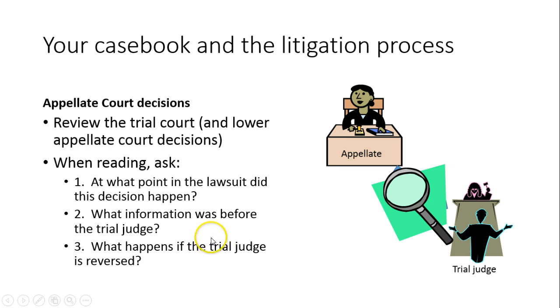The next thing you want to ask yourself is what information was before this trial judge? If they're very early in the litigation process, they may not have any evidence in front of them. They may just be looking at the parties' papers.